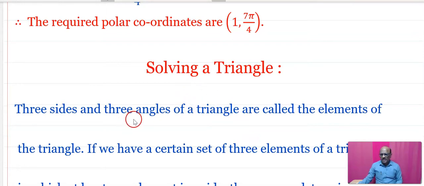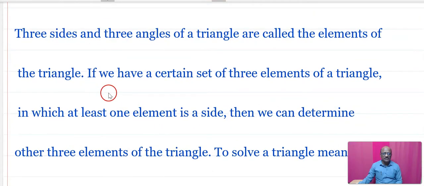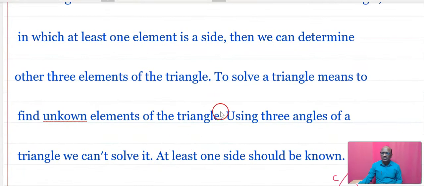The three sides and the three angles of a triangle are called the elements of the triangle. If we have a certain set of three elements of a triangle in which at least one element is a side, then we can determine the other three elements of the triangle. To solve a triangle means to find the unknown elements of the triangle.